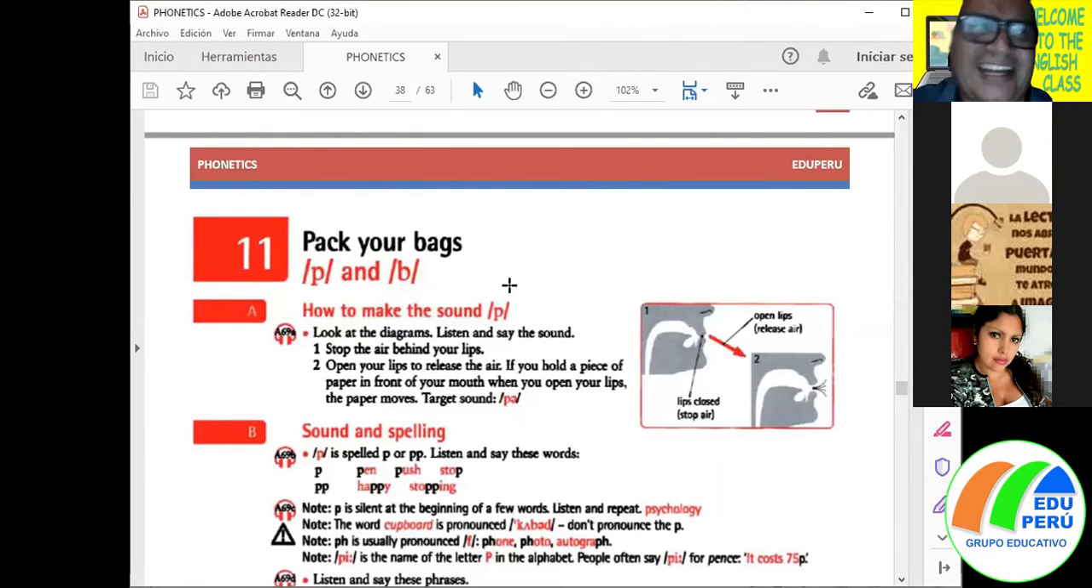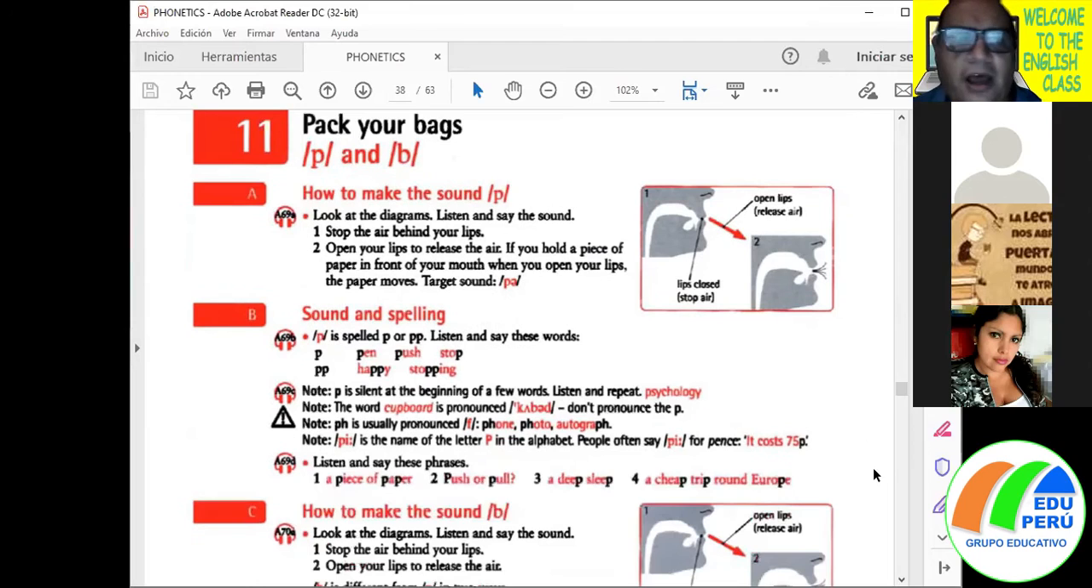We have analyzed the characteristics: places of articulation, bilabial, alveolar, dental, interdental, velar, glottal; manner, stop, fricative, affricate, nasal, lateral, approximant; and voiced or voiceless. Now we are going to go to the practice. Here you have these two first sounds, the sound p and the sound b. Notice the picture here. I'm going to make it bigger.